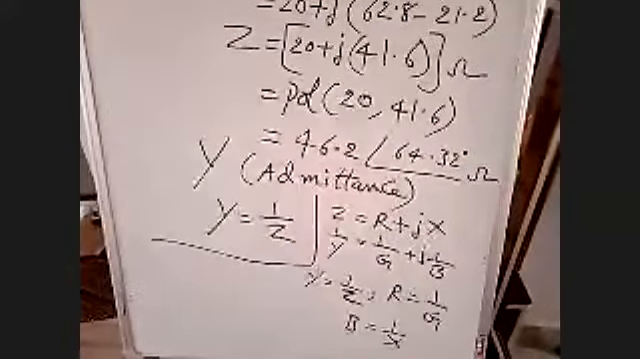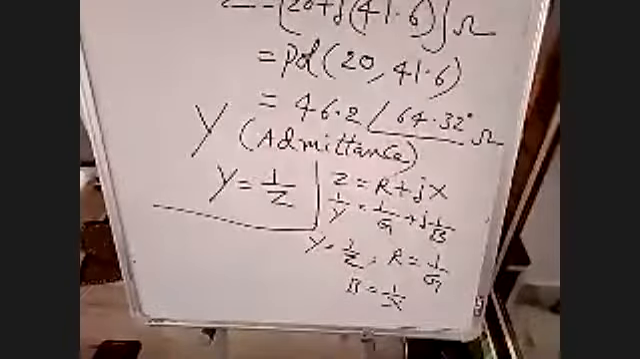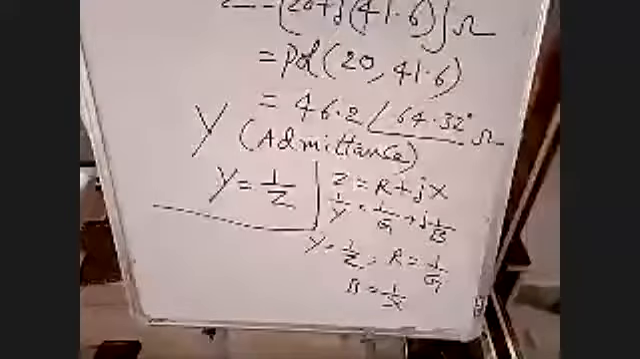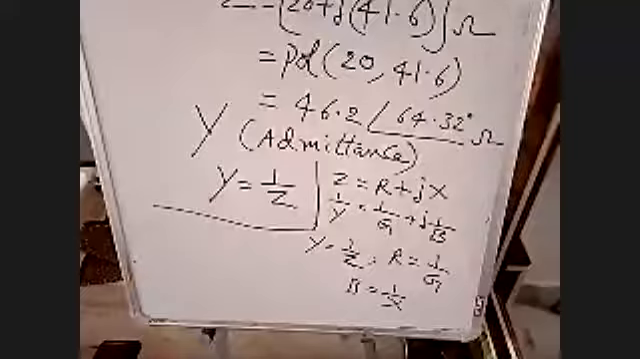Write down. Z is equal to R plus JX. Z can be taken as the inverse of admittance. Y is equal to 1 by Z. R is equal to 1 by G, or G is equal to 1 by R.